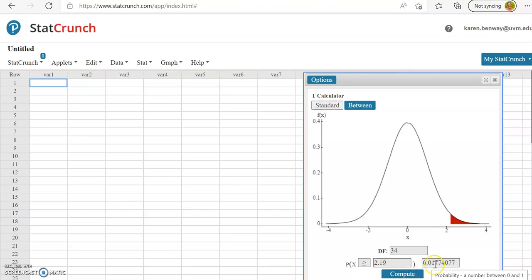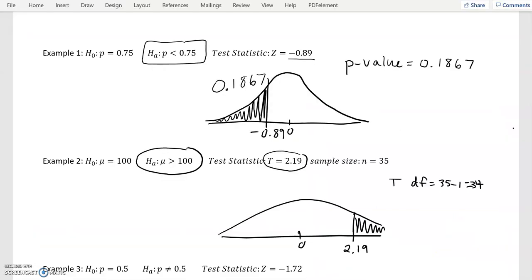Compute. And so my p-value is 0.0177 if I round to 4 decimal places. That is my p-value. And so this one is a small p-value. It would be giving me strong evidence against the null hypothesis and in favor of the alternative that the mean is actually more than 100.